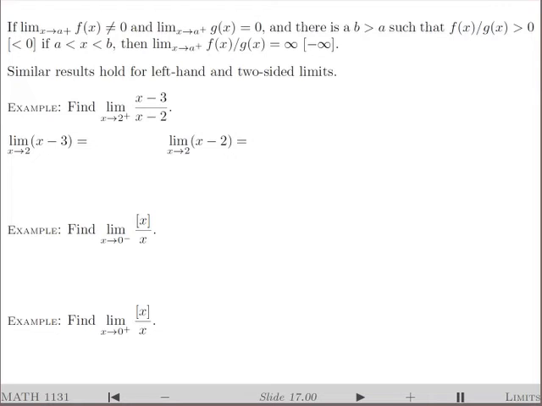So if we have f over g, a fraction where f has non-zero limit, g has zero limit, and the fraction is positive in some interval that contains a, except possibly of course a, and goes on both sides of a, then the two-sided limit will be infinity, and so on.